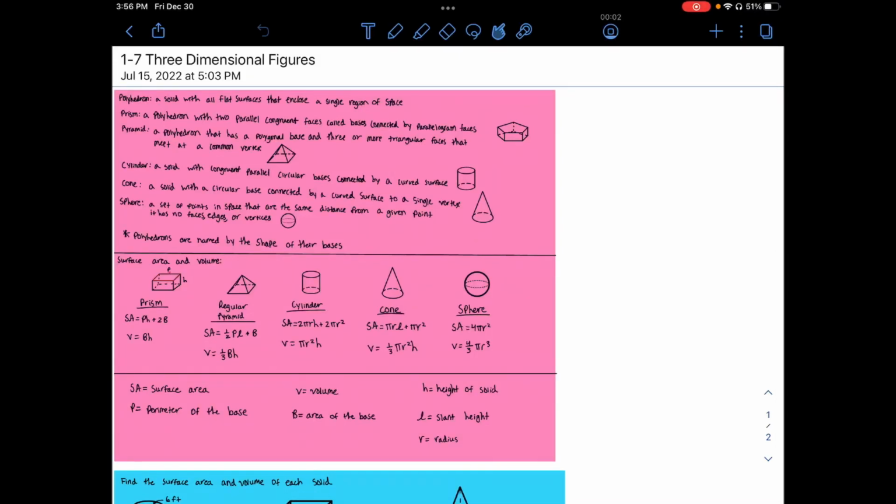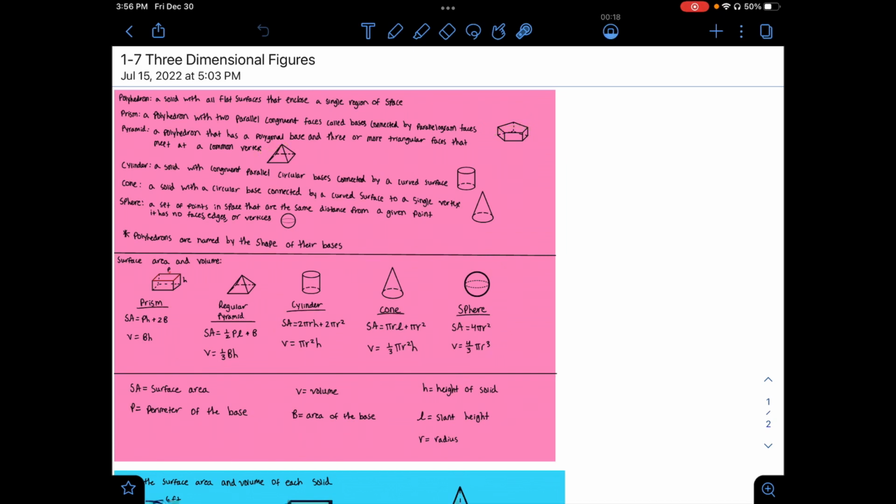Today we're going to be discussing three-dimensional figures. To start, we have polyhedrons, which are solids with all flat surfaces that enclose a single region of space. So all of these here, those two right here, are polyhedrons because they're flat surfaces.